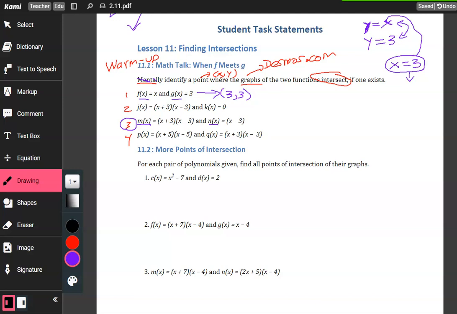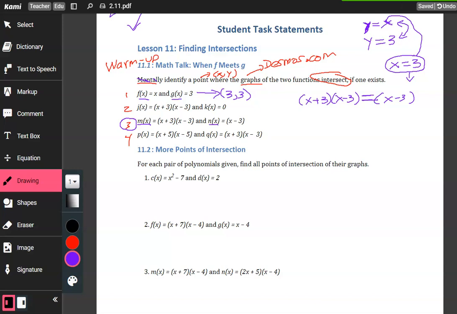So the first thing that we're doing, step number 1, set the equations equal to each other. If you want to know where the graphs intersect, you set them equal to each other. So this is going to be x plus 3 times x minus 3 equals the other graph, x minus 3. Okay, you see how I'm setting them equal to each other? Step number 1, set them equal to each other.